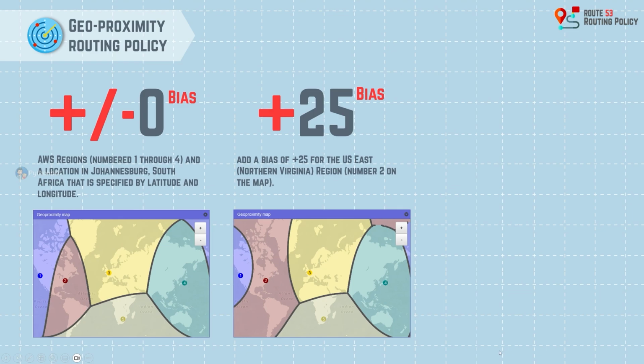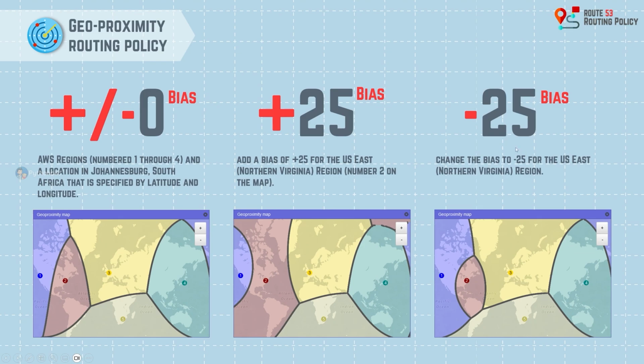Now what happens if we shrink that? So let's suppose we shrink it to minus 25. So change the bias to minus 25 for the US East North Virginia region. So here, as you can see, the traffic is routed to that particular region from a smaller portion of North America or South America than previously, and more traffic is routed to the resources in the adjacent regions, like it could be 1, 3 or 5. And this is how you can visualize the bias.